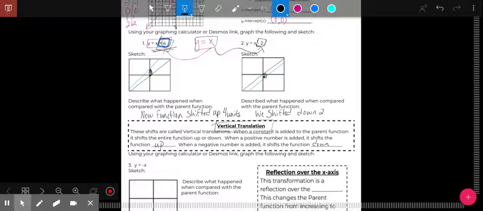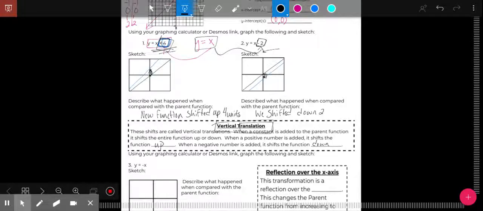All right. So anytime we see a plus or a minus, we know we're either translating up or translating down. We can call these shifts or translations. I will always probably use translations if I'm going to be honest.